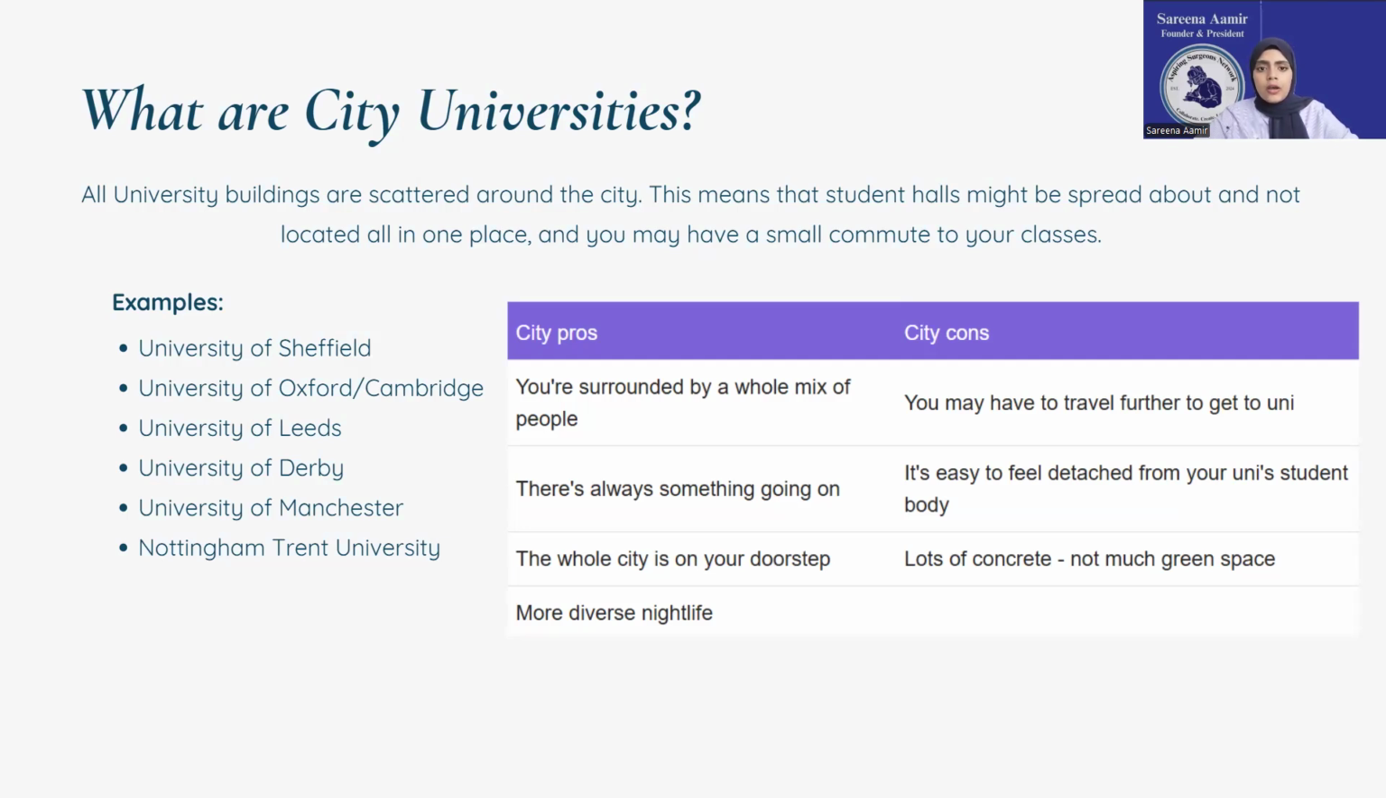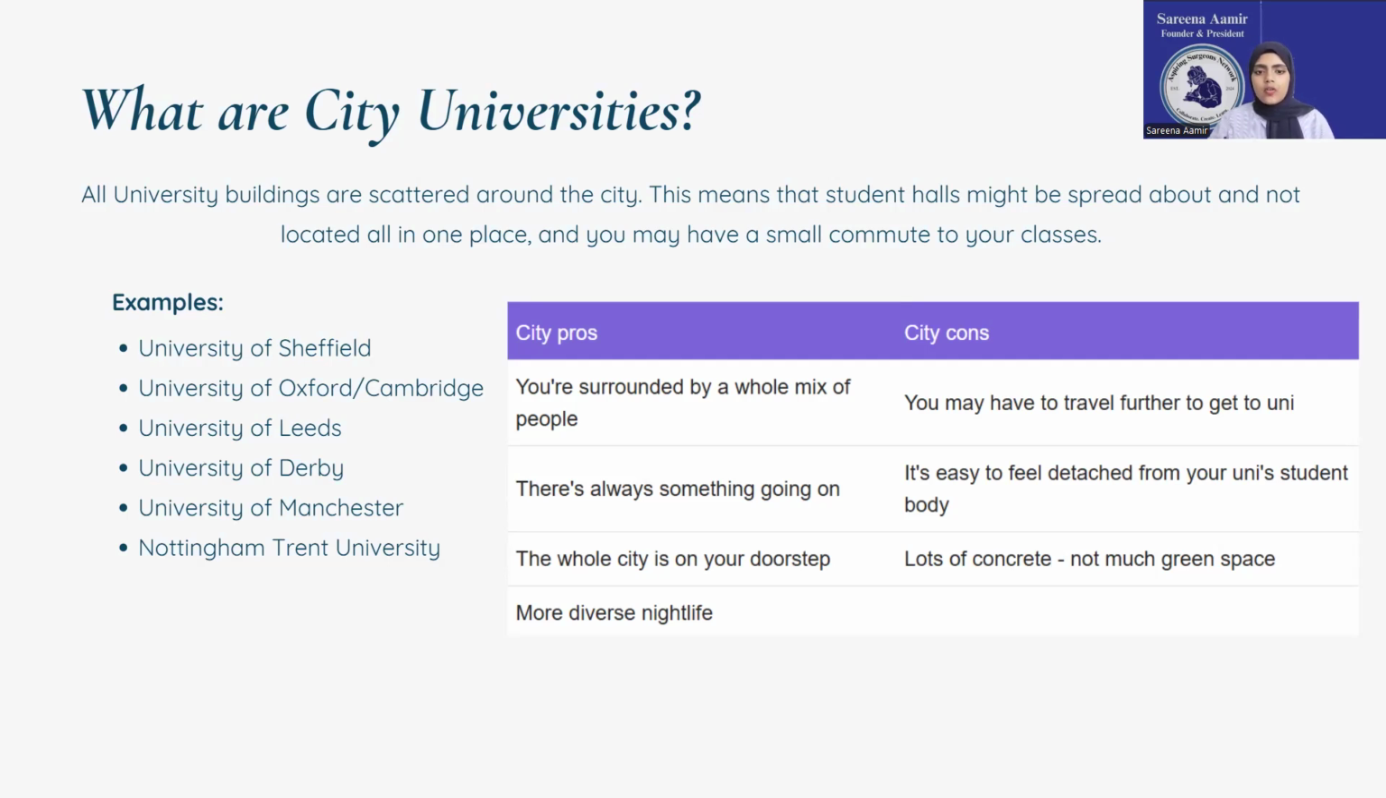Some pros of going to city universities is that you'd be surrounded by a whole mix of people. So you would experience social life with students, but you'll also have a whole mix of people. So maybe it's easier for you to make a wide range of friends, and you might have an even bigger social life compared to campus universities. And there's always something going on because you'll be in a city, so you can go around and explore places just in your daily commute.